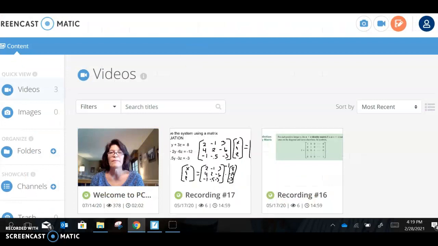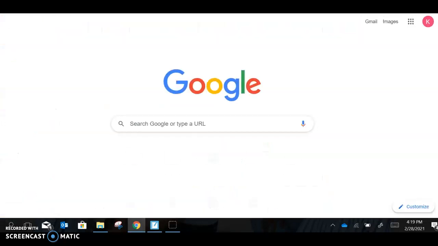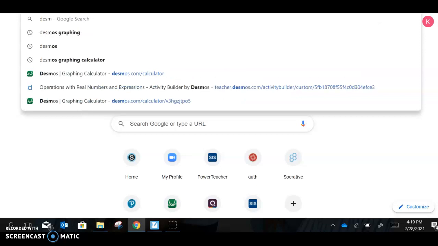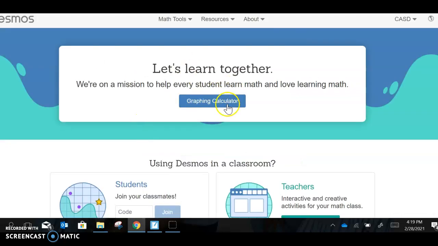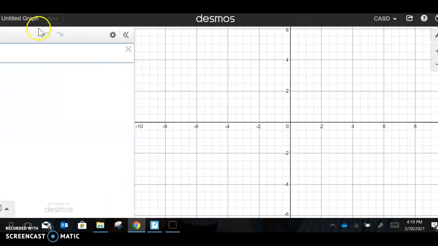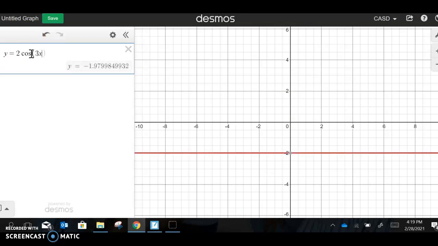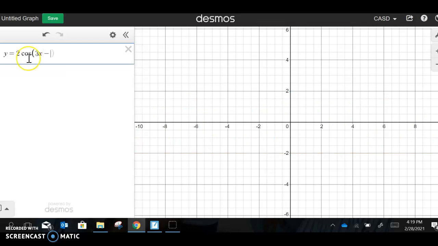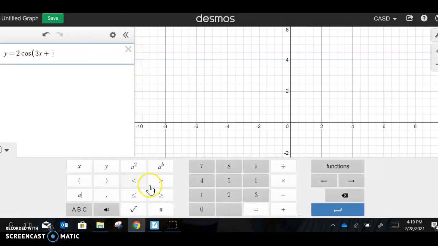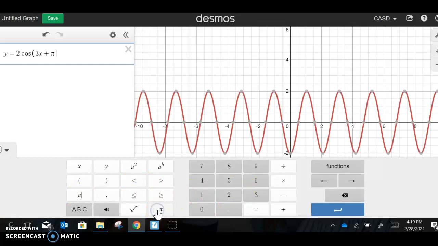Okay, and that's the other thing. I have no problem doing that. I love if you go to Desmos and try it. So Desmos, let's graph it on here. What was it? Y equals 2 cosine of 3x plus pi. 3x plus, go to my keyboard here and find my pi. There we go. 3x plus pi.